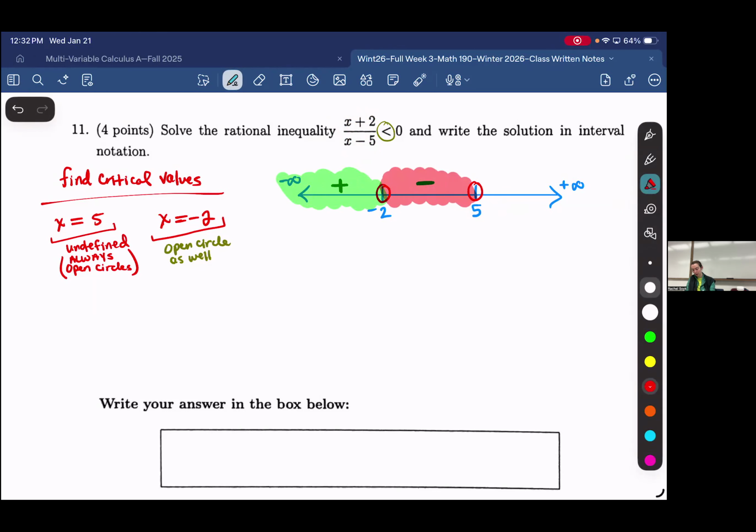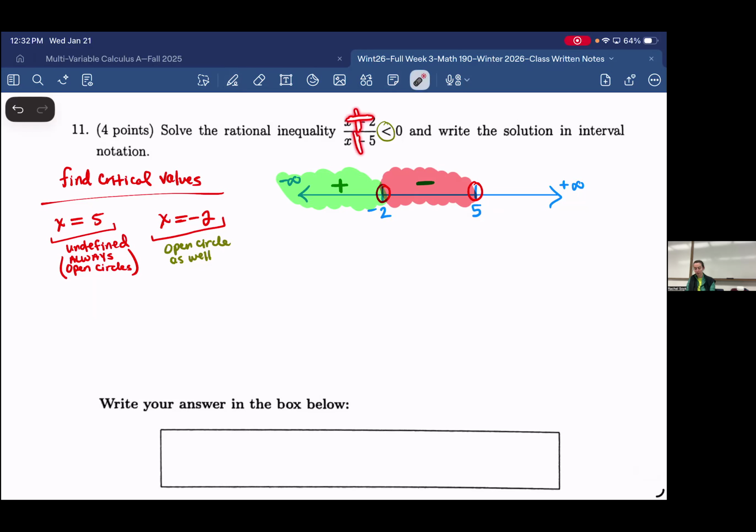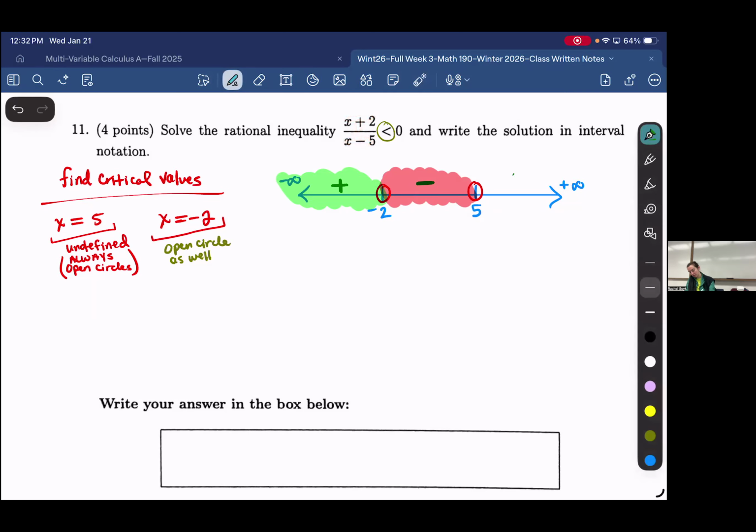What's a value greater than 5? 6. 6 plus 2 is a positive. 6 minus 5 is a positive. A positive divided by a positive is positive. And so now we're looking once again at this inequality. It's less than 0, so we're looking at our negative. So our final answer is, yeah, that's it.